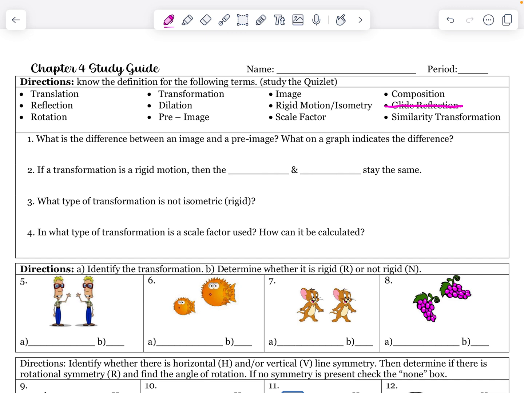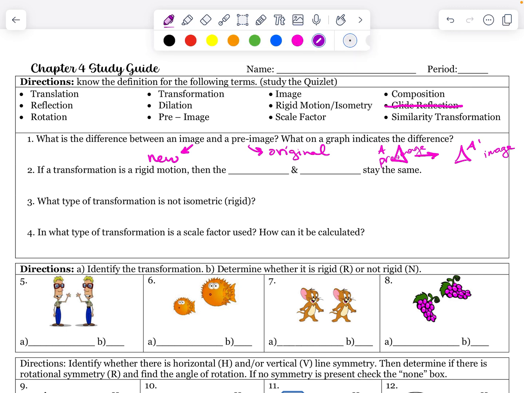But some vocab review. What's the difference between an image and a pre-image? So my image is the new one after you do the transformation. The pre-image is the original. And on a graph, you have to have the prime, right? So let's say this is a triangle A. Whoops, that's the image. No, that's the pre-image. Triangle A prime is the image. Image, pre-image. Prefix, before.